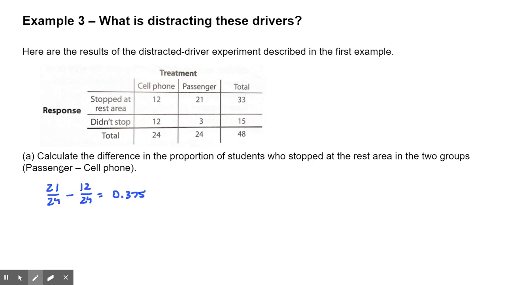So that means that 37.5% of the time, more people with a passenger stopped at the rest than cell phone. Okay, that's the difference. Again, if there was no difference, then those 2 fractions would be equal and the answer would be 0. 0 means no difference. That means no chance at all that having a cell phone or a passenger makes any difference in whether you stop. But because there is a difference here, this is saying that more people stopped with the passenger than with the cell phone. Less people are distracted with a passenger than are on a cell phone. You are more aware of your surroundings with a passenger than on your cell phone.